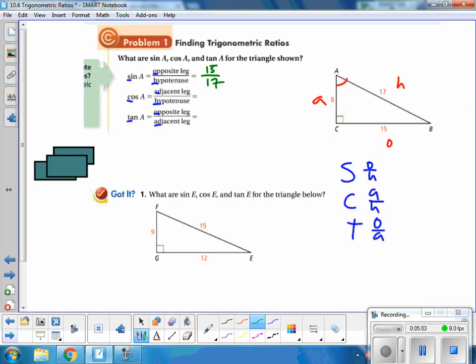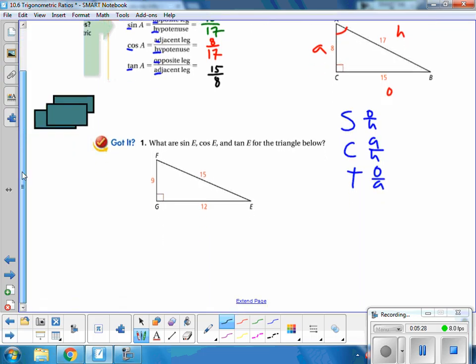And that's the ratio, 15 over 17. The cosine of A is the adjacent leg to angle A, which is 8 over the hypotenuse, which is 17 of the triangle. And the tangent of A is the opposite leg of angle A, which is 15 over the adjacent leg, which is 8. And these are the different ratios that play out. And I can leave them as ratios like that.